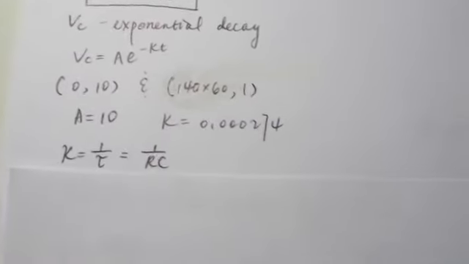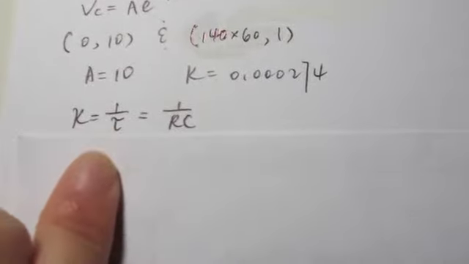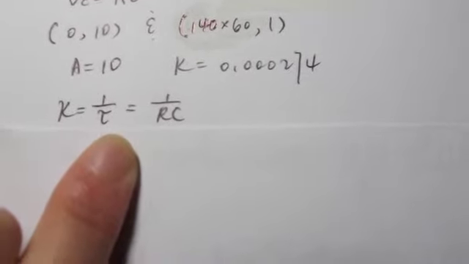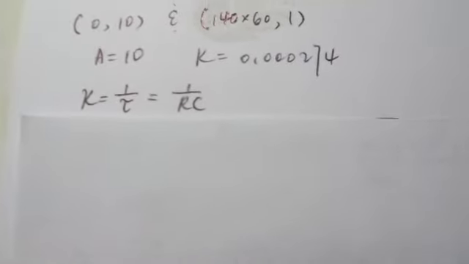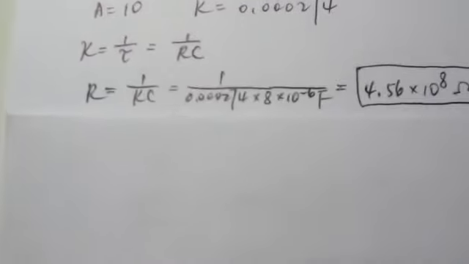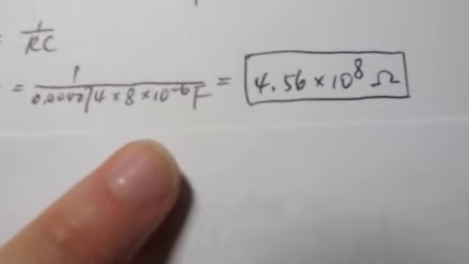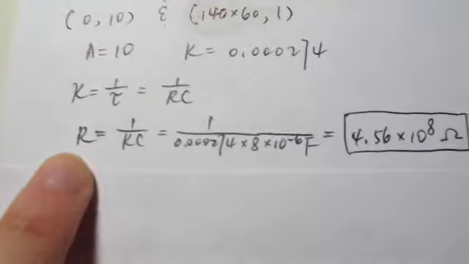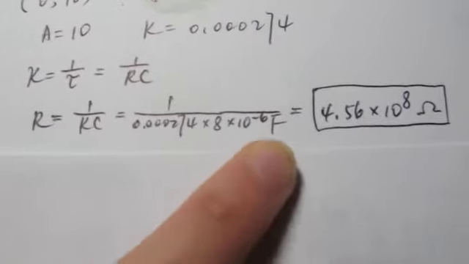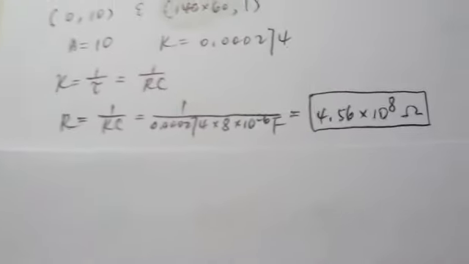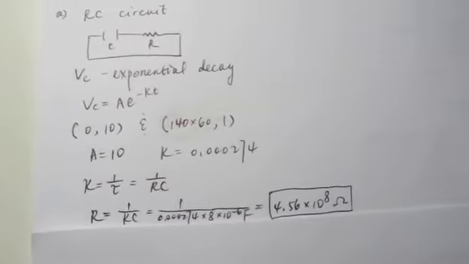Okay, and then if you remember what K is, it's 1 over tau, the time constant, which is 1 over RC. And we have C, which is 8 times 10 to the negative 6 F. And then we plug in K, so we can get R. Okay, and then that's part A.